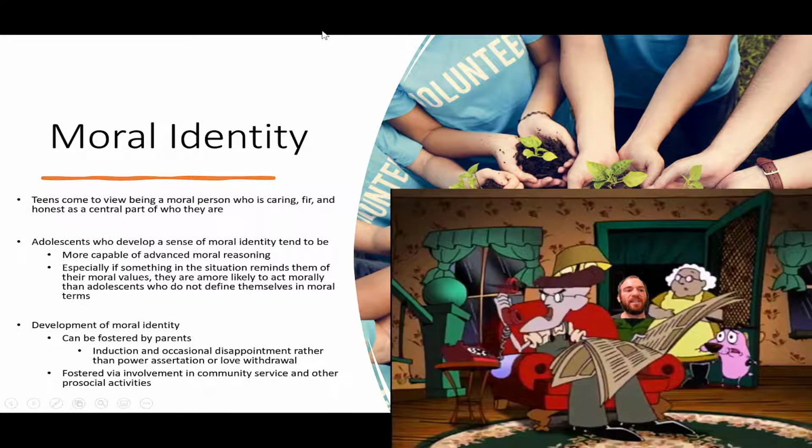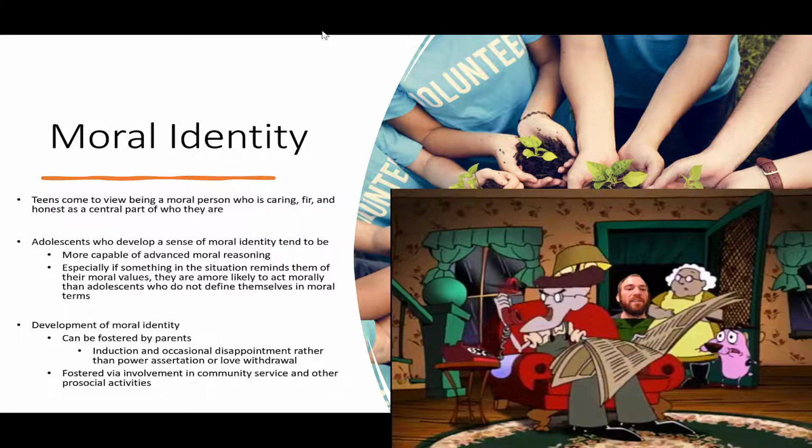Moral identity in adolescence. Teens come to view being a moral person who is caring and honest as an essential part of who they are. Adolescents who develop a sense of moral identity tend to be more capable of advanced moral reasoning, especially if something in the situation reminds them of their moral values. They are more likely to act morally than adolescents who do not define themselves in moral terms. Development of moral identity can be fostered by parents' induction or occasional disappointment rather than power assertion or love withdrawal, and fostered via involvement in community service and other pro-social activities.